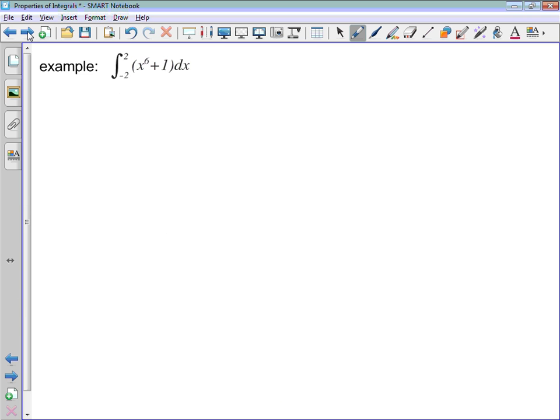In case you don't believe me, let's do an example here. We want to do the integral from negative 2 to 2 of the function x squared plus 1. Oh, sorry, x to the 6 plus 1. First off, is this an even function or is it an odd function? Yeah, it's even. How did you know it was even? What do you think? Hayden? The exponent is even, yeah.